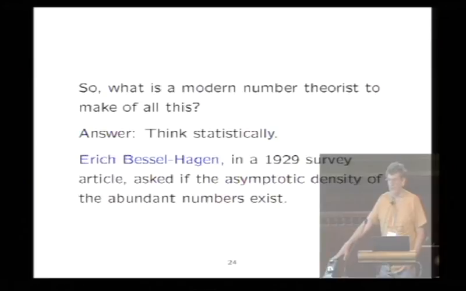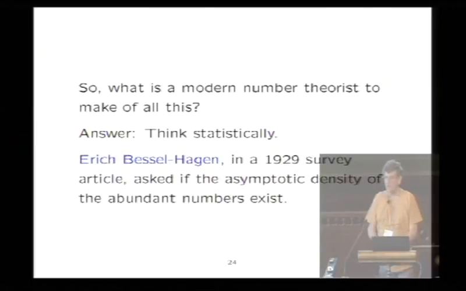And by statistically, I don't mean like a biologist necessarily would think about tests for the validity of some biological theory or some medicine or something like that. I'm thinking just more simply of just counting. In 1929, in a survey article he wrote on number theory, Eric Bessel-Hagen raised the issue about the asymptotic density of the abundant numbers.